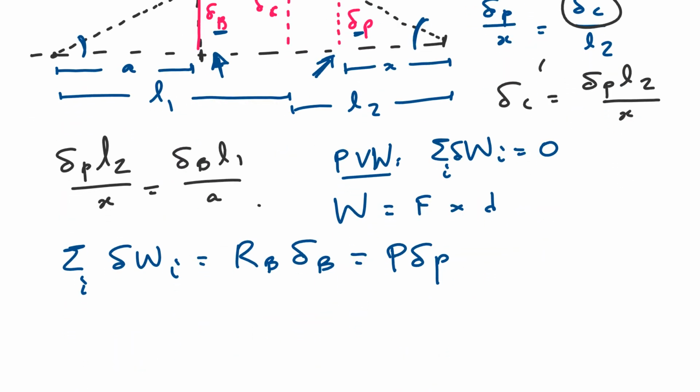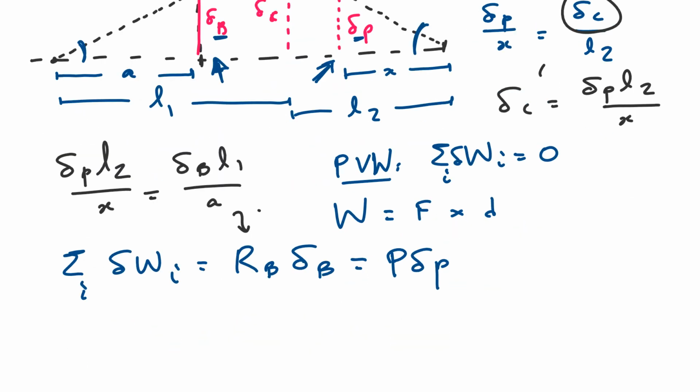So now the last part is we just have to substitute. Okay? So we substitute delta B and delta P in here. And that's the last step. Okay, so check this out. It doesn't matter, pick one.